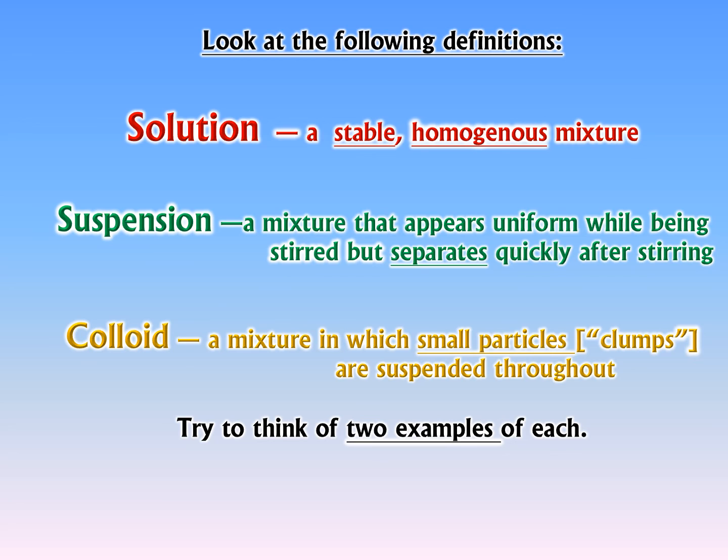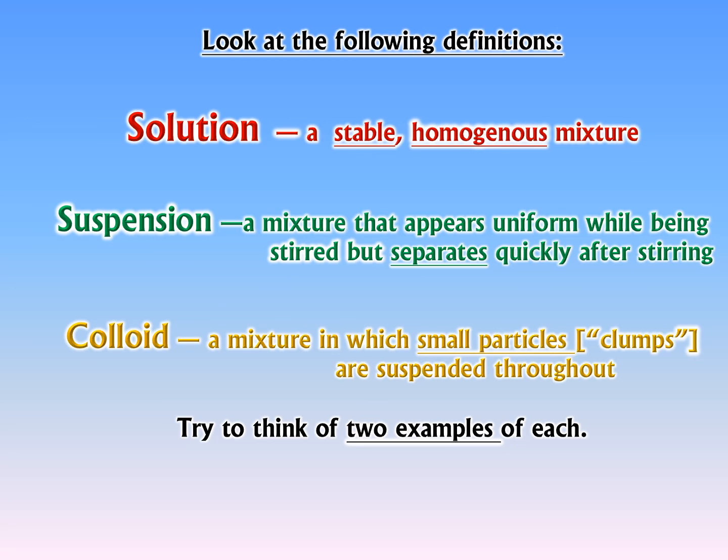Then there is a colloid. A colloid is a mixture in which the small particles or clumps are suspended throughout. It doesn't separate. You can homogenize it, so to speak, to get rid of it, but colloids are tricky. One way to detect a colloid is with a laser beam. If you shine a laser beam through a liquid that appears to be a solution, you can see the scattering, which will be due to the clumps of the colloid. That's one way to tell a colloid. If you shine a laser through it and you see a large amount of scattering.